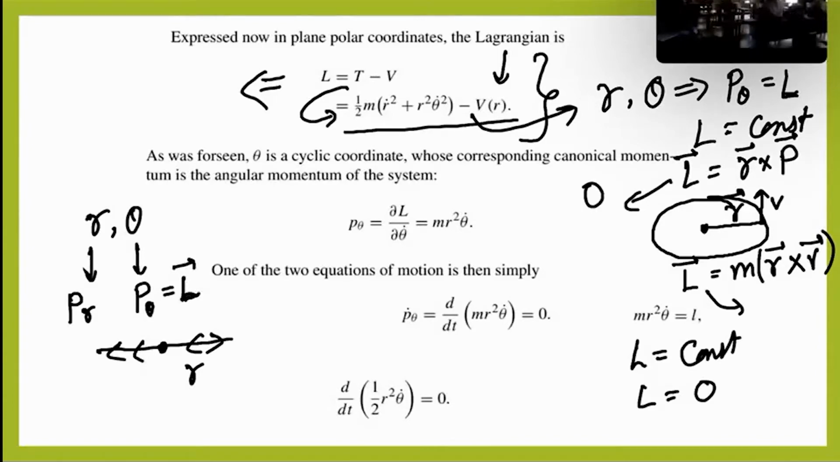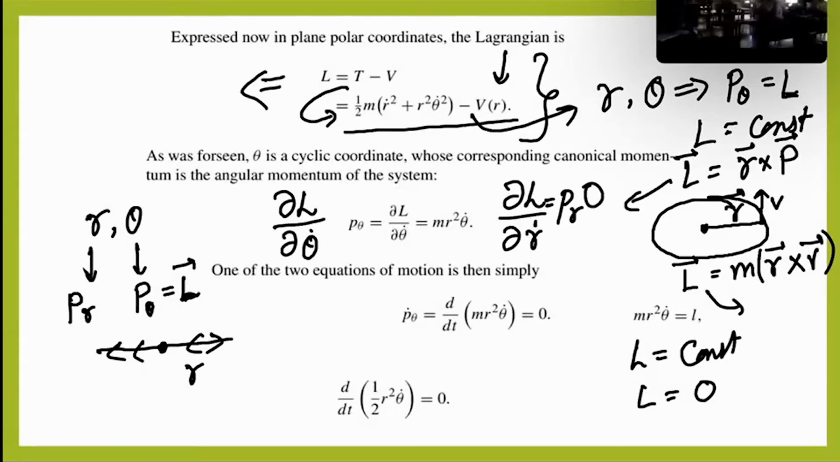Your P theta is what? We know how to find the conjugate momenta, which is del L by del theta dot. This is the angular conjugate momentum for the generalized coordinate theta. Then similarly, del L by del R dot will be the conjugate momentum for the generalized coordinate R.